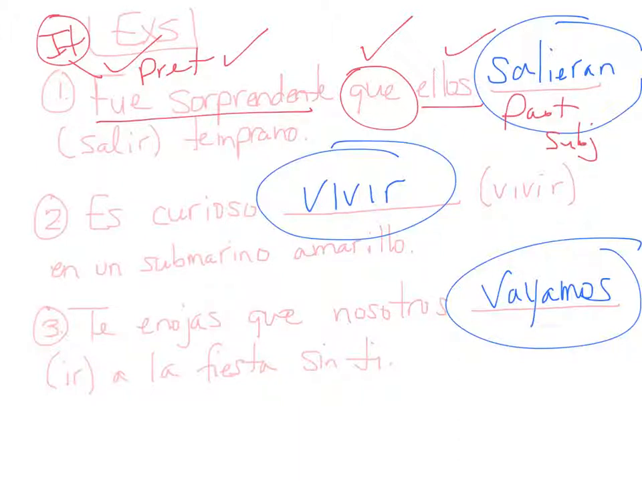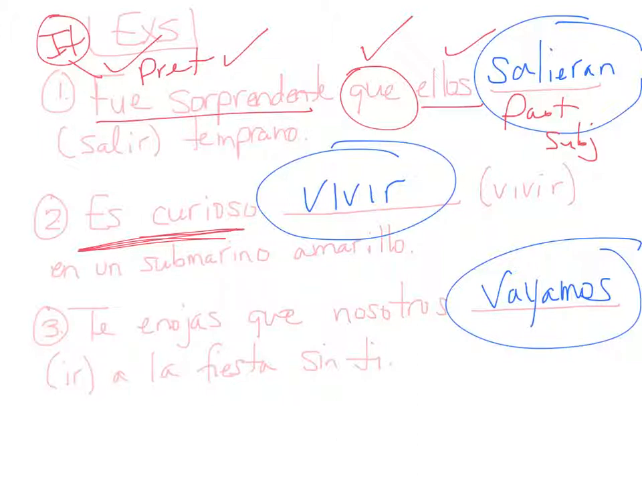Number 2, es curioso vivir en un submarino amarillo. Do I have a subjunctive setup? Yes, I have curioso. Do I have a K? I do not. So I'm going to stop my process. When I do not have a K, we use the infinitive, vivir. It's curious to live in a yellow submarine.